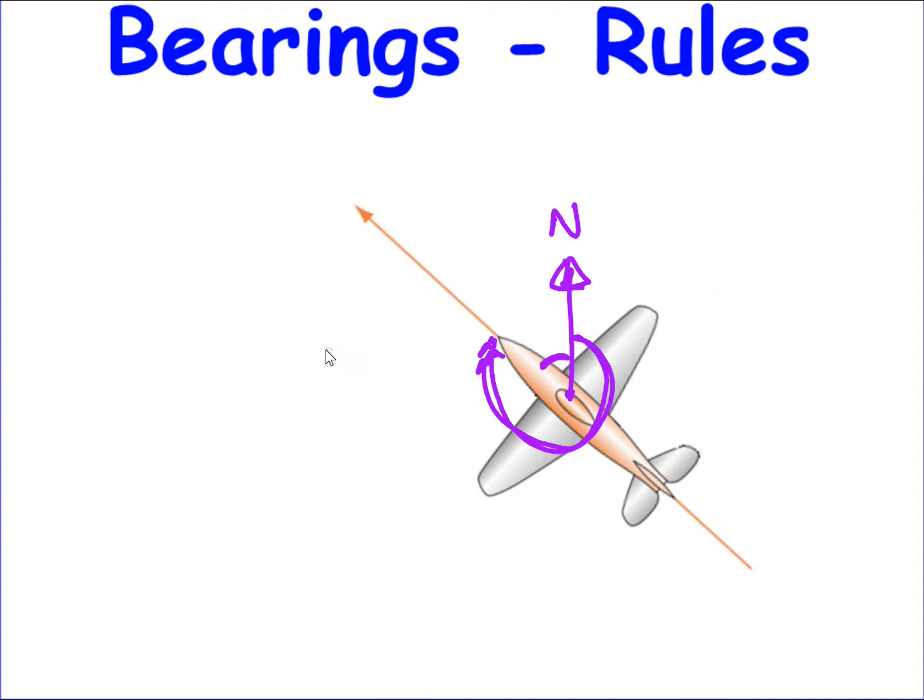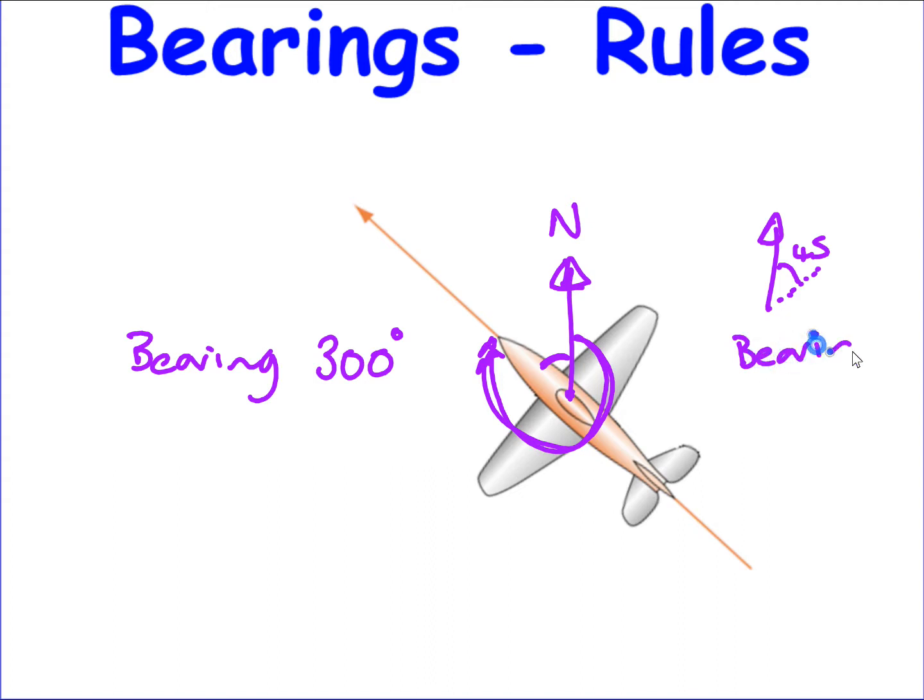So this angle here is approximately 300 degrees, and that would be a bearing of 300 degrees. However, if you had a position that the aircraft was heading over here, and the angle that you measured was 45 degrees, then to make it a bearing, you always need 3 digits. So it would be 045 degrees.